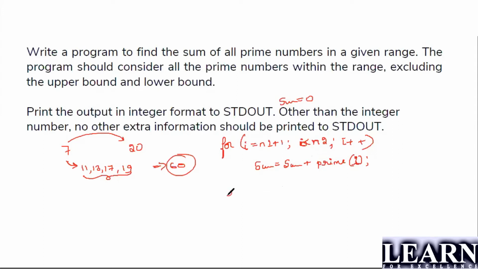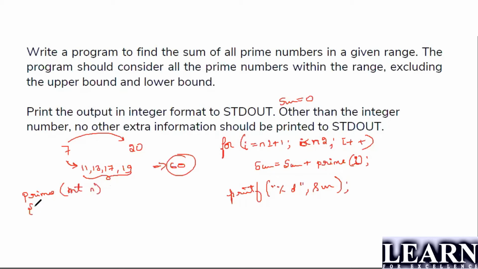So this will be a for loop, after which I can give printf percentage d, the sum. Now what is this function prime? This function takes n as the number, right? It takes n as the number here.